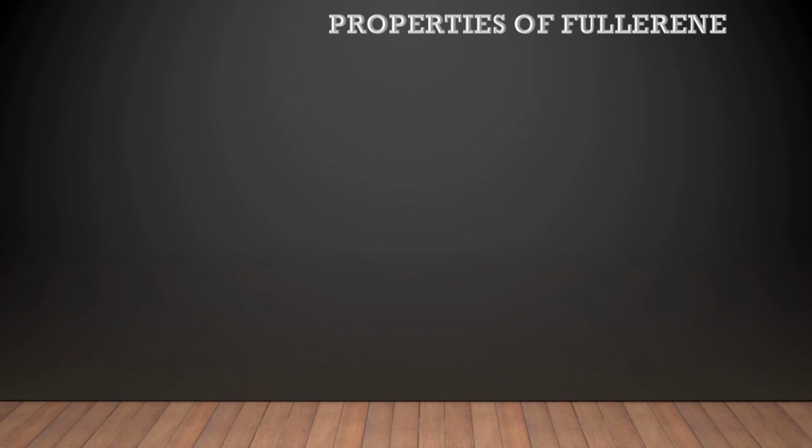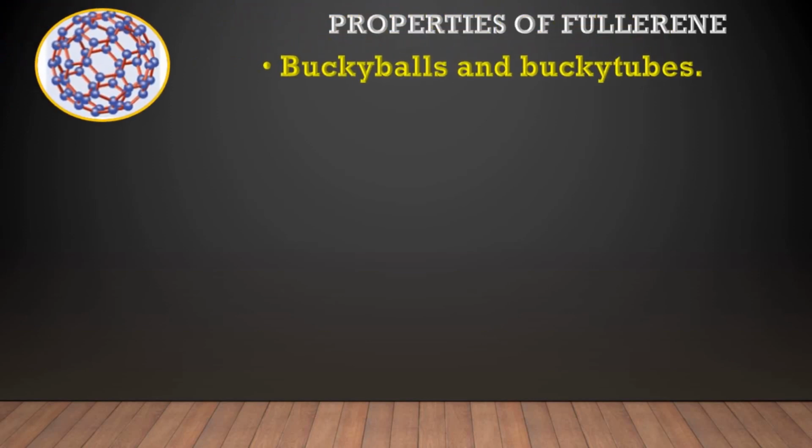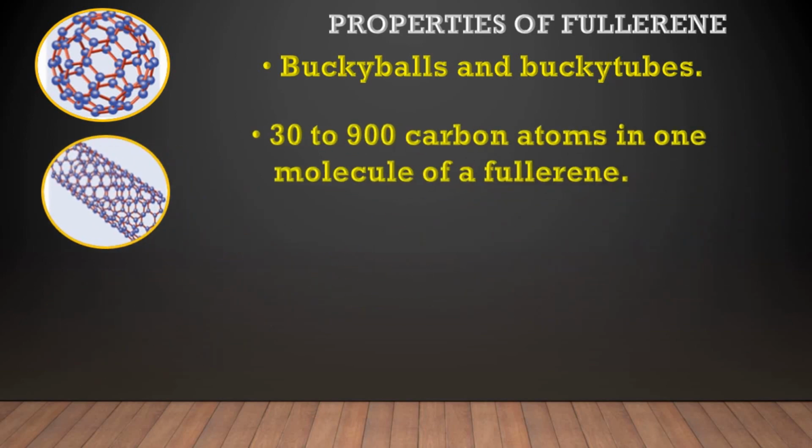Let us look at some important properties of fullerene. Molecules of fullerenes are found in the form of buckyballs and bucky tubes. Buckyballs means a hollow spherical molecule composed of a large number of carbon atoms. There are about 30 to 900 carbon atoms in one molecule of a fullerene.